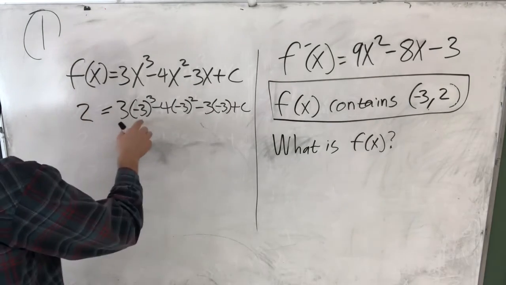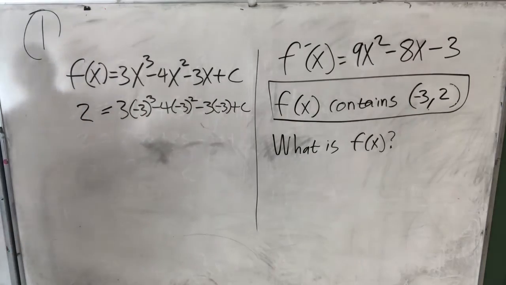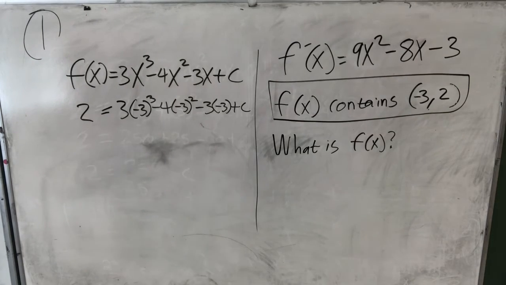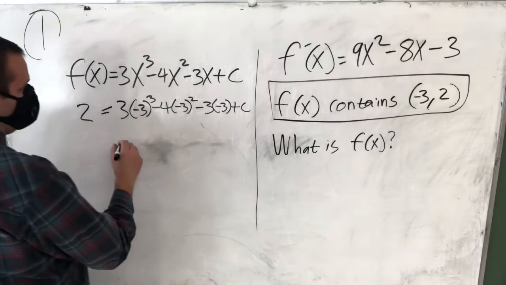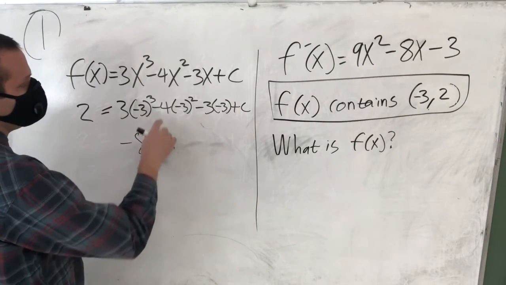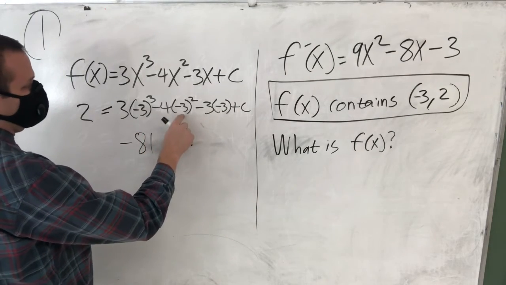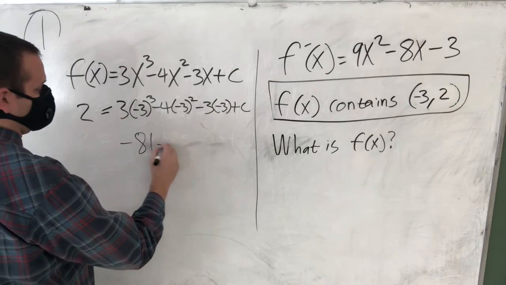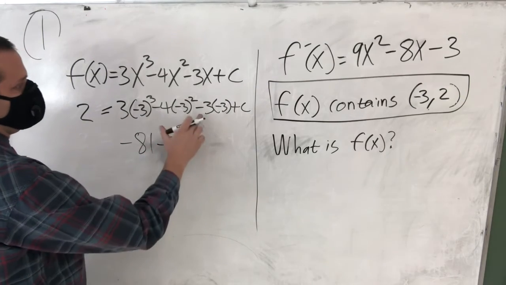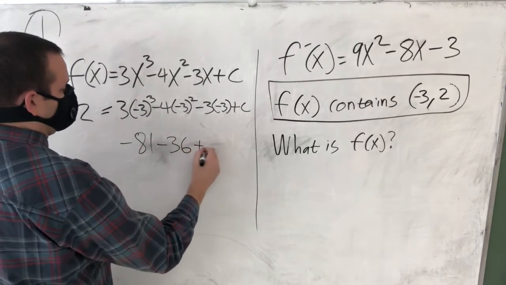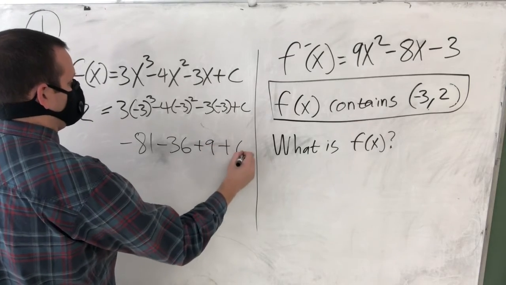All right, here we go. This is going to go through negative 3 cubed. That's going to give me negative 27. 27 times 3 is negative 81. 4 times 9 is 36. Negative 3 times negative 3, that's positive 9 plus c.